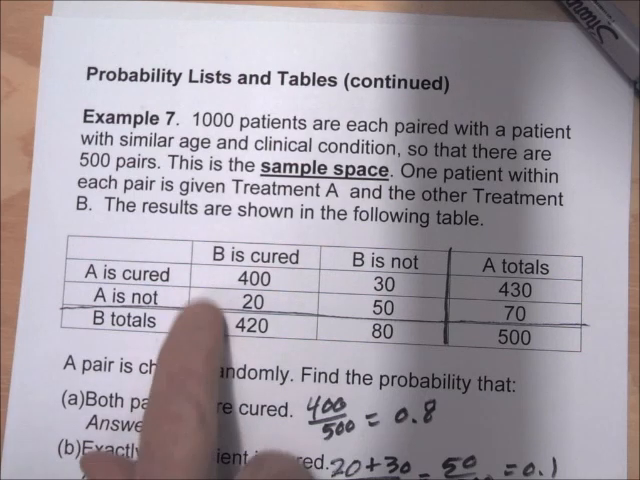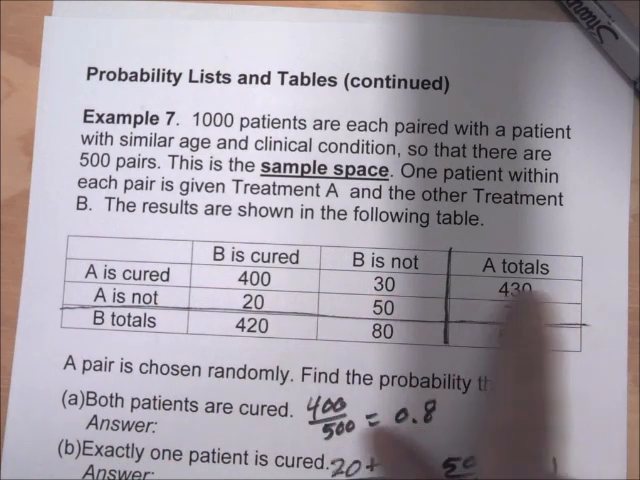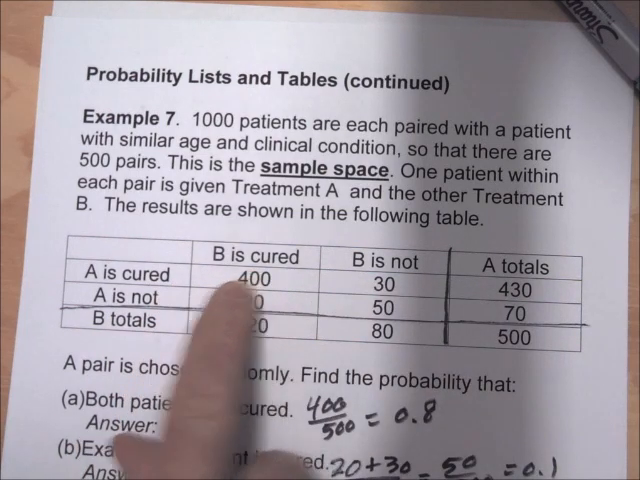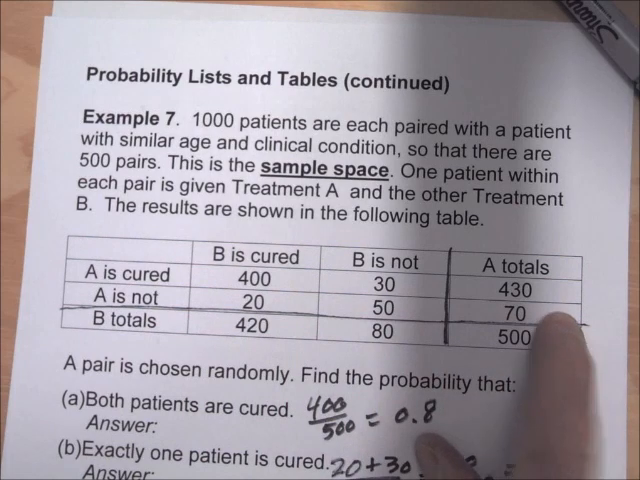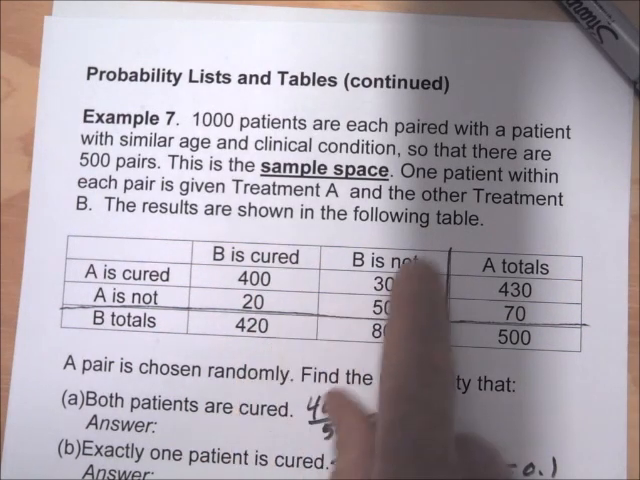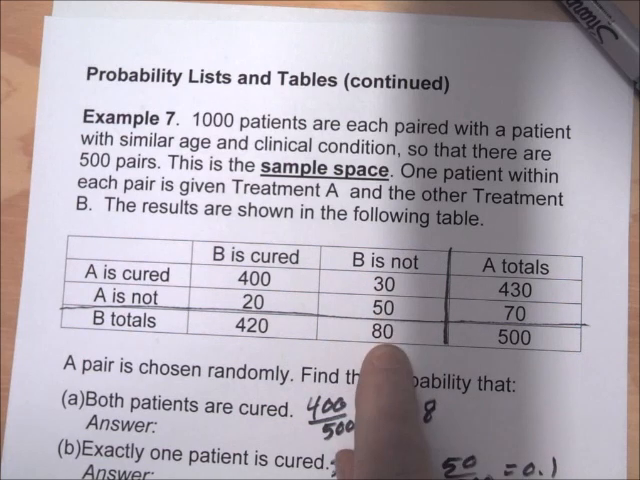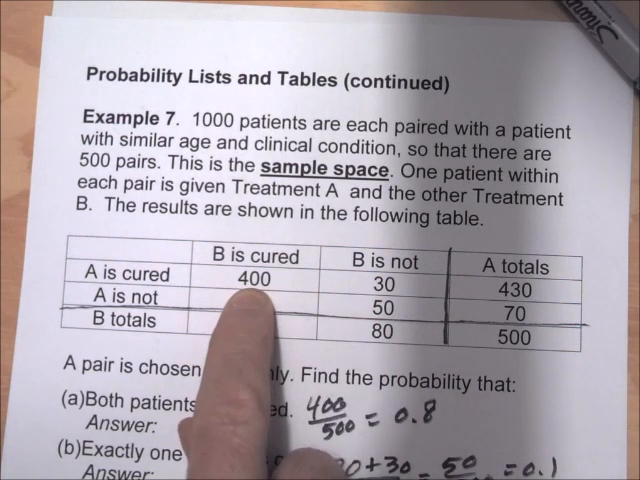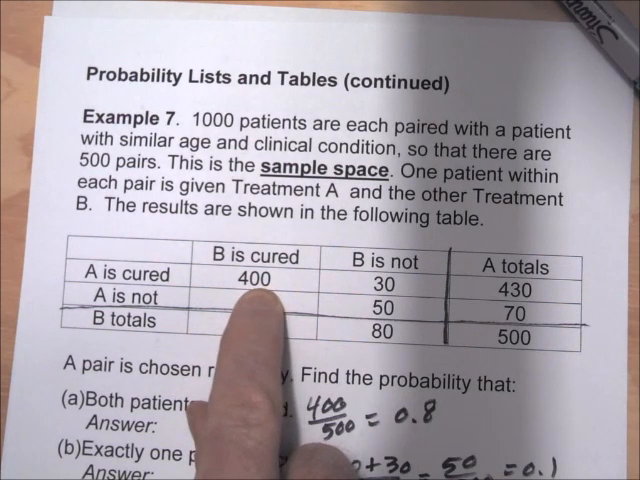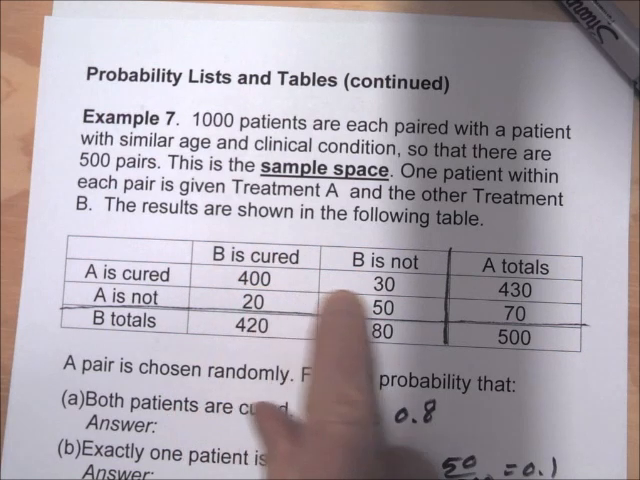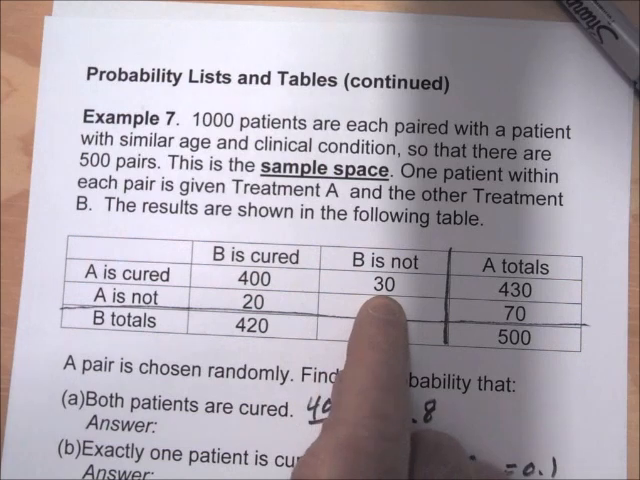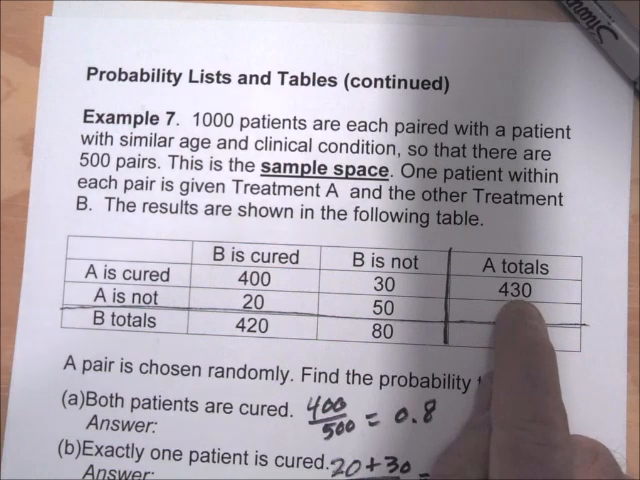So the first row is the A cured row. And the second row is the A not cured row. The first column is the B cured column. The second column is the B not cured column. So in the A cured row, we have 400 pairs where both patients getting treatment were cured. In this second phase here, there are 30 pairs where patient A was cured but B was not. A total of 430 pairs.